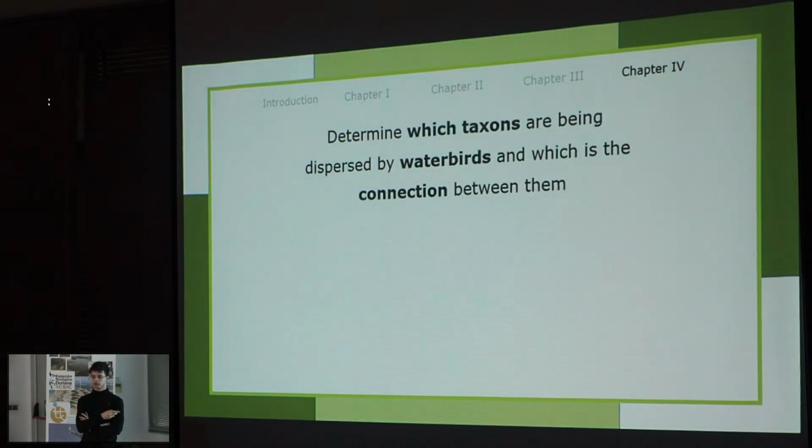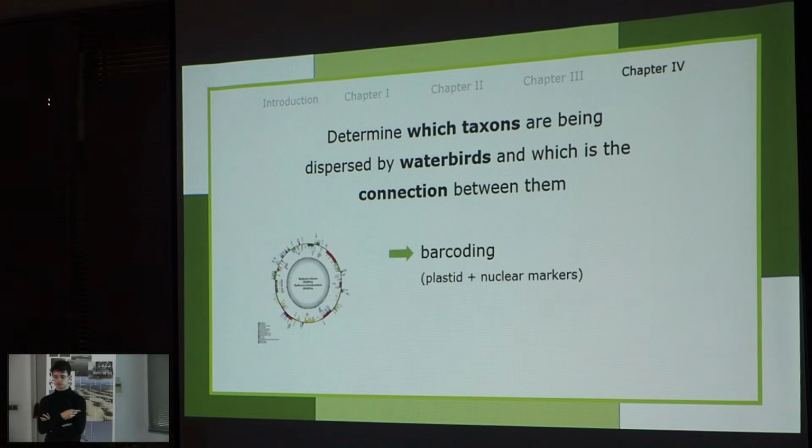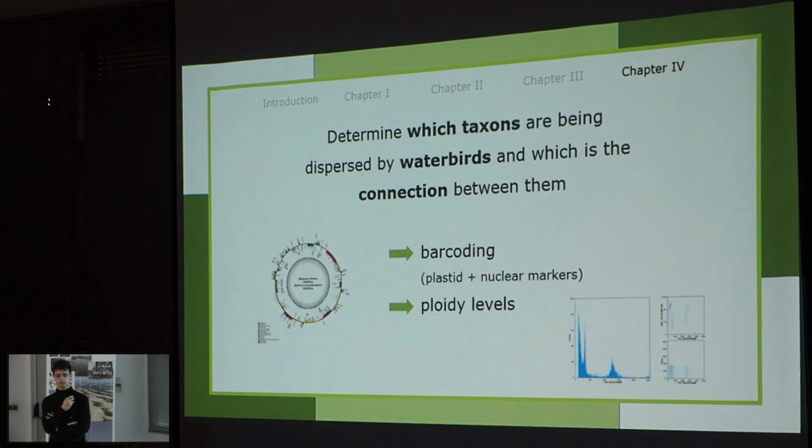So to assess this objective, we are going to use molecular markers, ploidy level measurement, and probably a phylogenomic technique called HybPiper. And that was all.